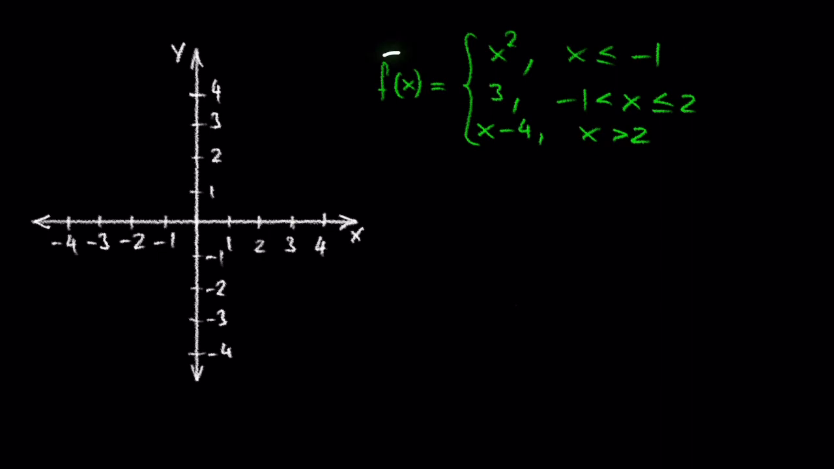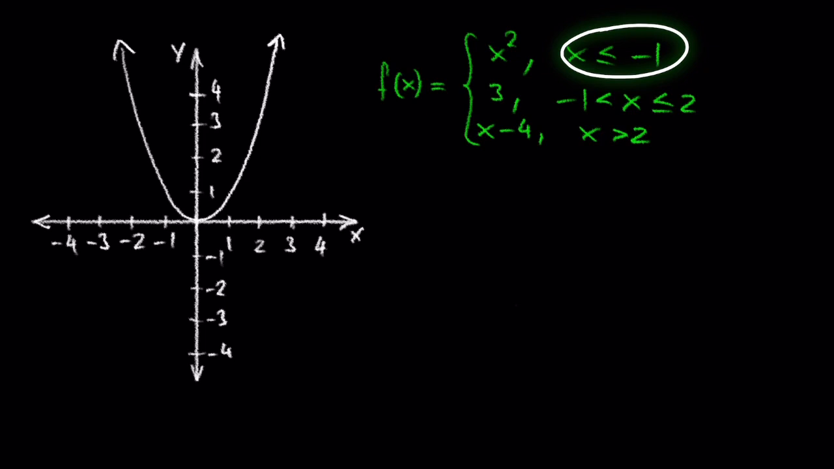So the first piece of the function is x squared, which is the basic parabola function. We don't graph the whole parabola function, which would look like this. Because the domain includes only all x, which are less than or equal to -1. So we graph exactly this part from -infinity to -1.